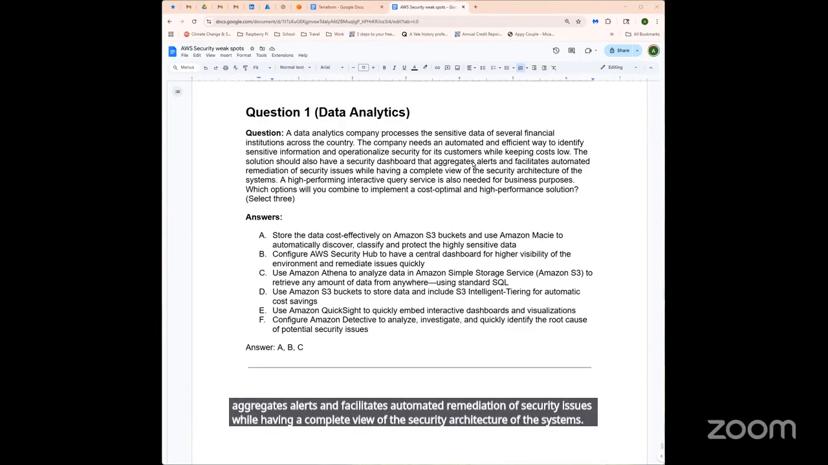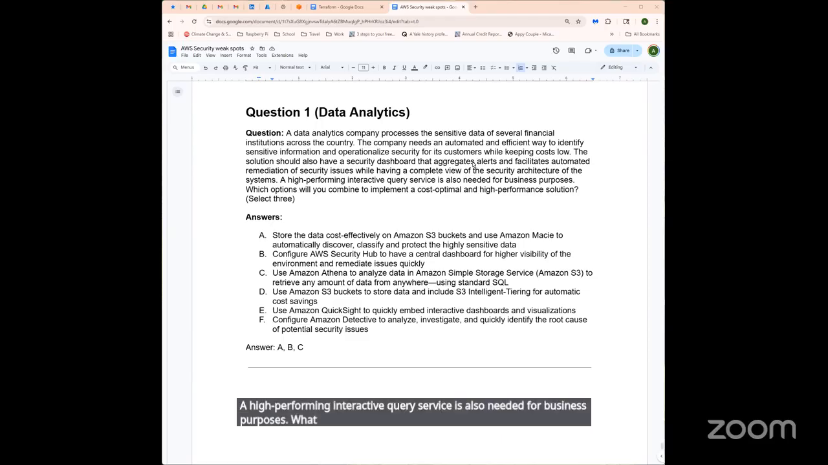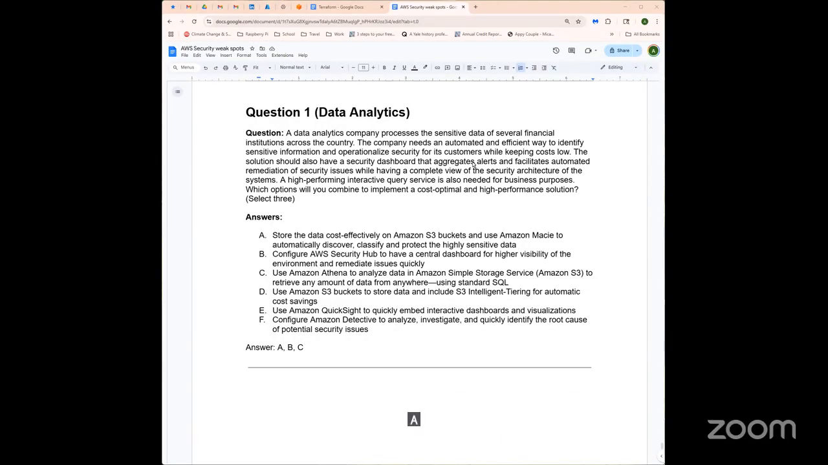A high-performing interactive query service is also needed for business purposes. What options should you combine to implement a cost-optimal and high-performance solution? So A, B, and C.